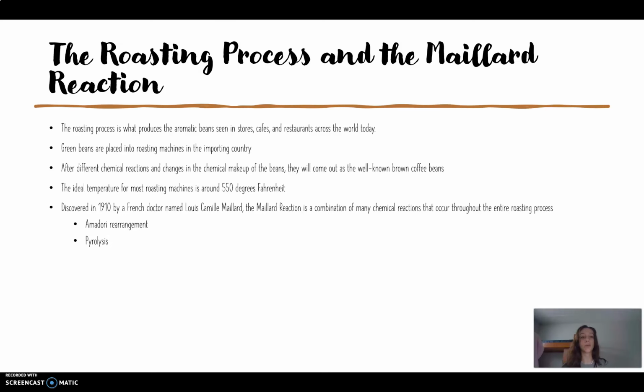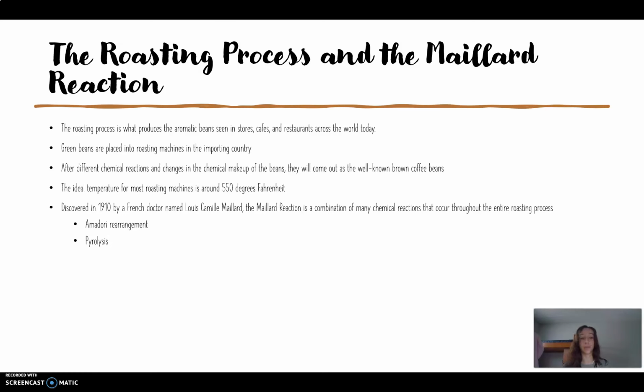The ideal temperature for most roasting machines is around 550 degrees Fahrenheit. However, they aren't put in at 550 degrees Fahrenheit. They'll slowly reach up to that temperature, allowing for the reactions to take place as they slowly increase to that temperature. The Maillard reaction was discovered in 1910 by a French doctor named Louis Camille Maillard. It is a combination, like I said, of many chemical reactions that occur throughout the entire roasting process.